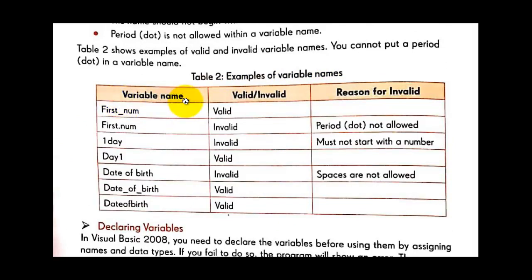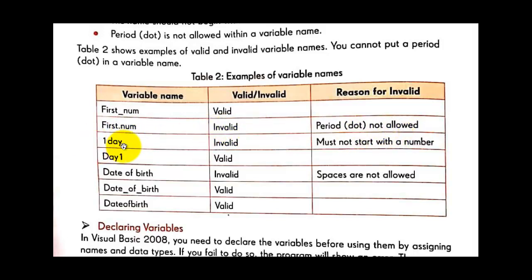Now the first variable name, first underscore num. The symbol here is known as underscore. It is valid. There is no space here, it does not start with a number, a period or dot is not given here, and it is less than 255 characters. So it is valid. Now the second one, first dot num. This dot is not allowed in a variable name, so it is invalid. Period or dot not allowed.